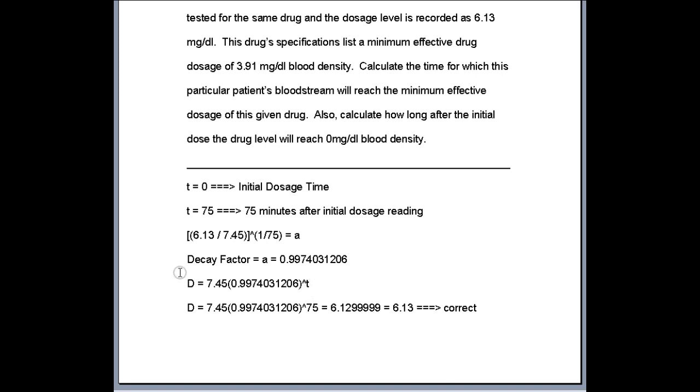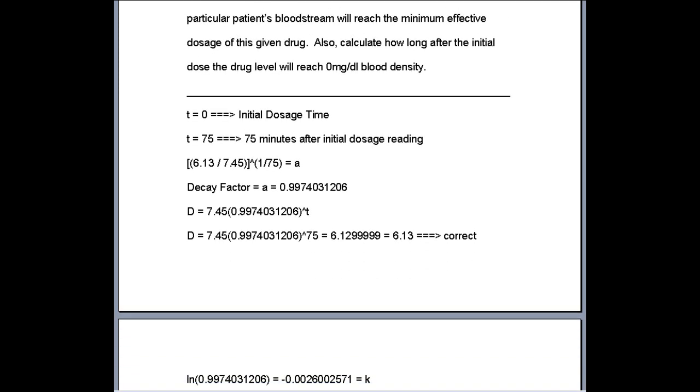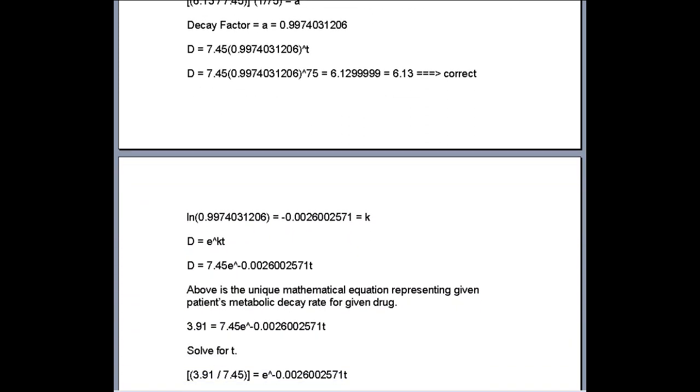So to check it, to make sure this was done correctly, we can enter the decay factor to the 75th power, then times the initial value of 7.45, and we get this value here, which is exactly where it is at 75 minutes. So this was done correctly. Check that work, and make sure the equation is set up properly.